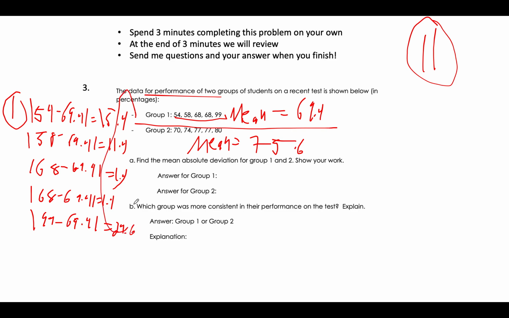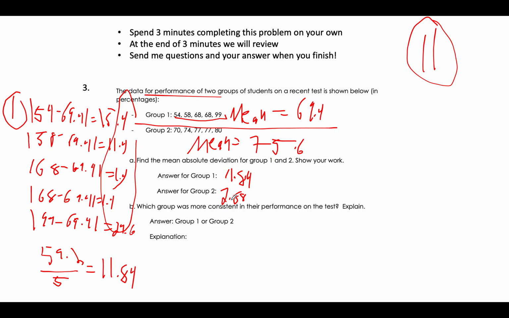So we're going to add all of these up and divide it by 5. When we add them all up, we get 59.2 over 5. It's going to give us a MAD of 11.84. And then the second one is going to be 2.88. We find it the exact same way.